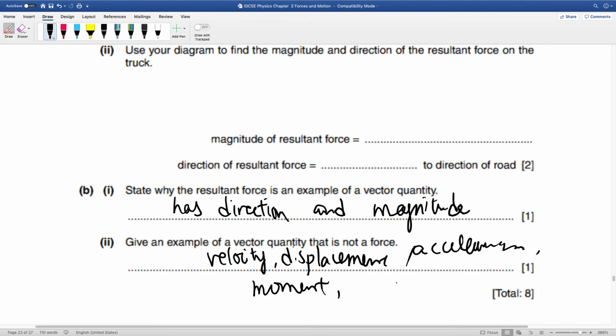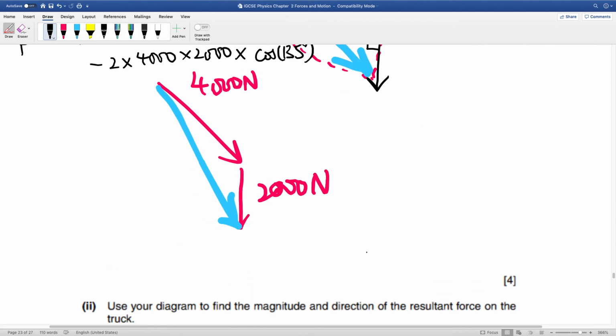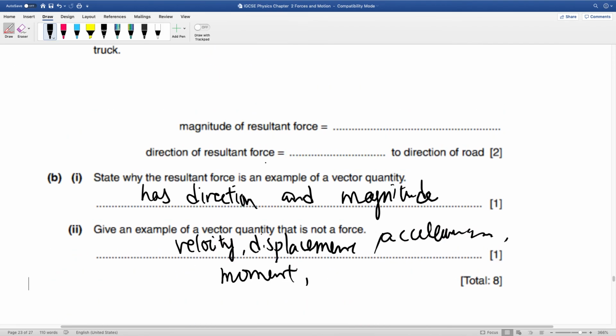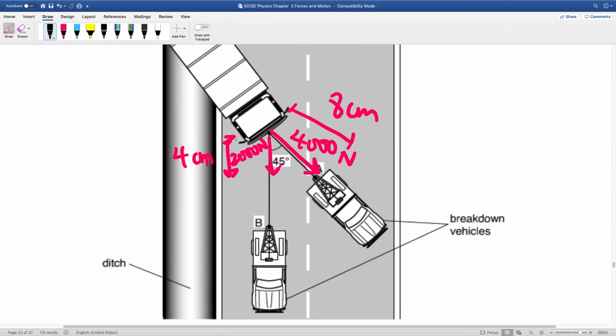What's the direction? No, the perpendicular displacement. So what's the direction of the resultant force? I didn't draw it here. You use your ruler to measure, and use your protractor to find it, which is a number of degrees. Now, it asks you how many degrees to the direction of the road. The road is here, okay? That means you find the direction from here. Find the angle here.